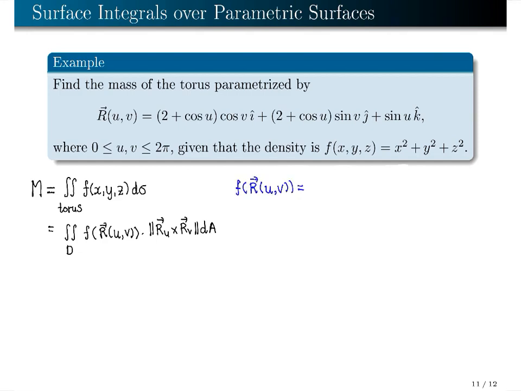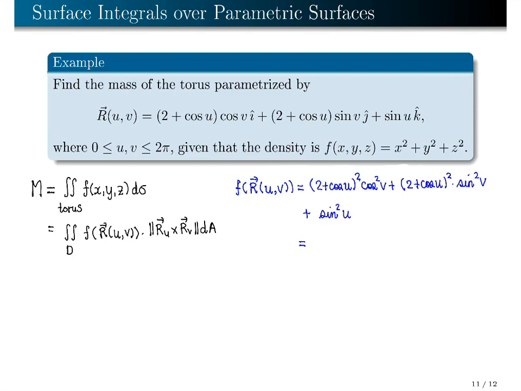We start with f of r of uv. For this, we need to substitute the values of x, y, and z of r of uv in your function f of x, y, z. Thus, we obtain x squared to be the square of 2 plus cosine u multiplied by cosine squared of v, plus y squared to be the square of 2 plus cosine u multiplied by sine squared v, and z squared to be sine squared of u.